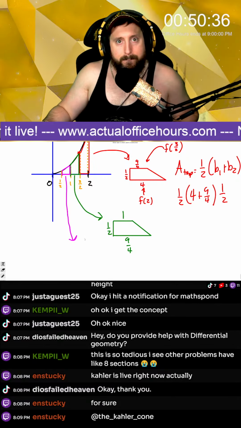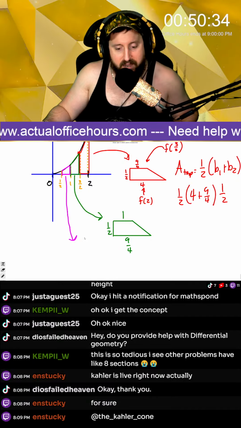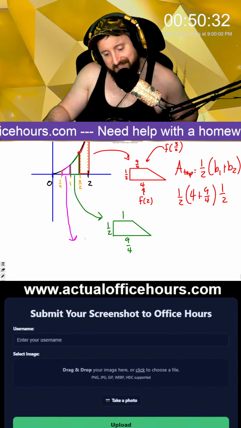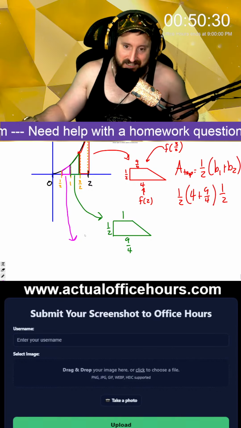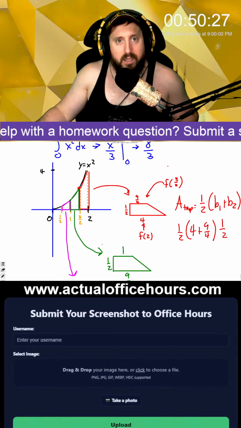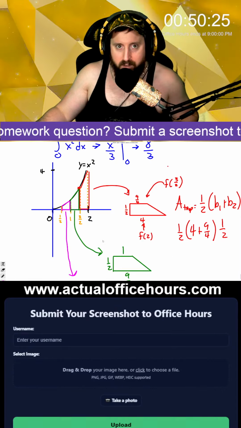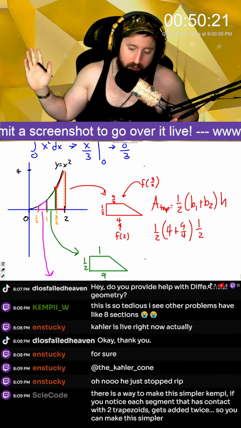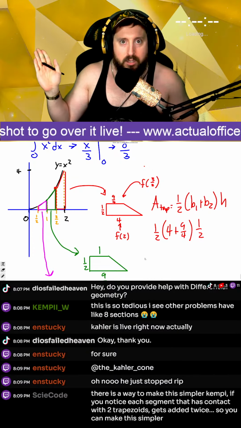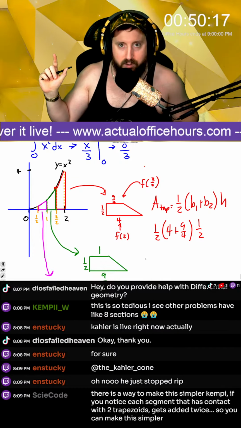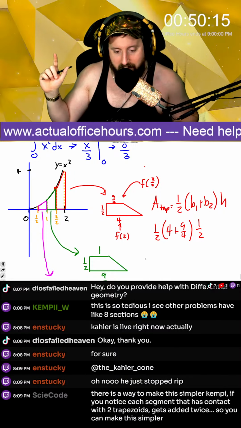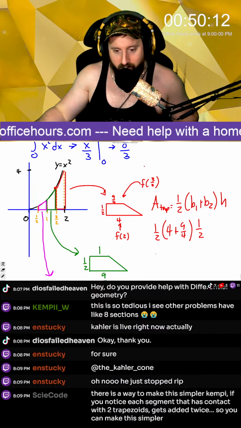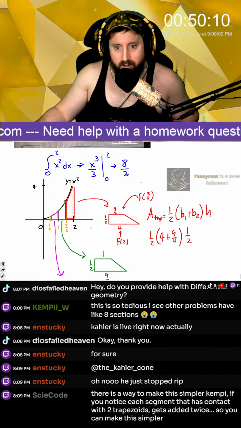Okay. This is so tedious. I see other problems have like 8 sections. Okay, so if you want to know the fast way to do this, you're correct, right? You notice each segment has a contact with 2 trapezoids, and it gets added twice. So you can make it simpler here, right?